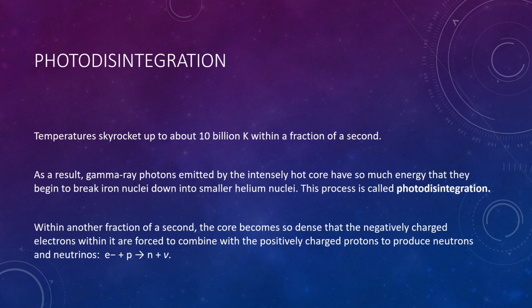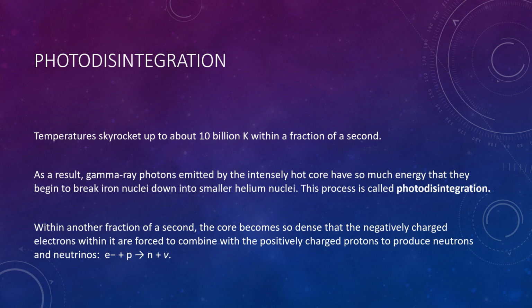Even though steady fusion reactions in the core end with iron, the collapsing core soars in temperature due to the gravitational implosion. Temperatures skyrocket to about 10 billion degrees Kelvin within a fraction of a second. As a result, gamma-ray photons emitted by the insanely hot core have so much energy that when they collide with the iron nuclei, they begin to break the iron nuclei down into smaller helium nuclei. This is a process known as photodisintegration.